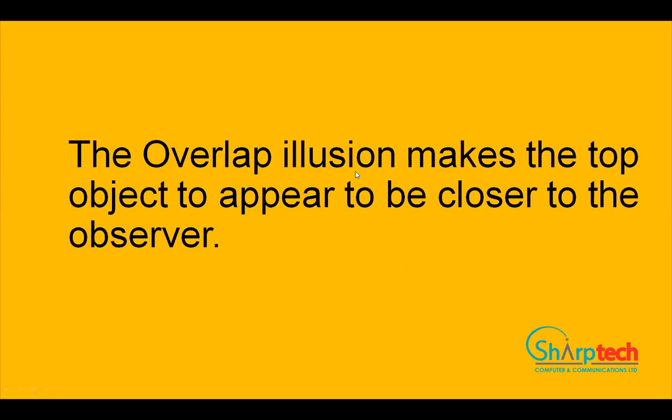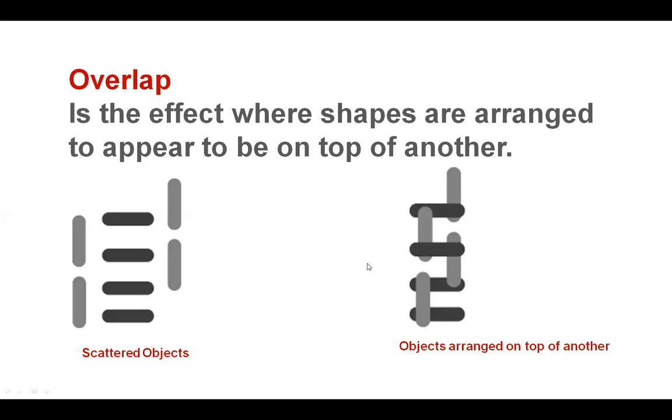So the overlap illusion makes the top object appear to be closer to the observer. So when someone is looking at these objects here, always the top object appears to be closer. Like you see this object, this one, and these ones which are on top, they usually appear closer to the eyes of the person who is looking at the artwork.